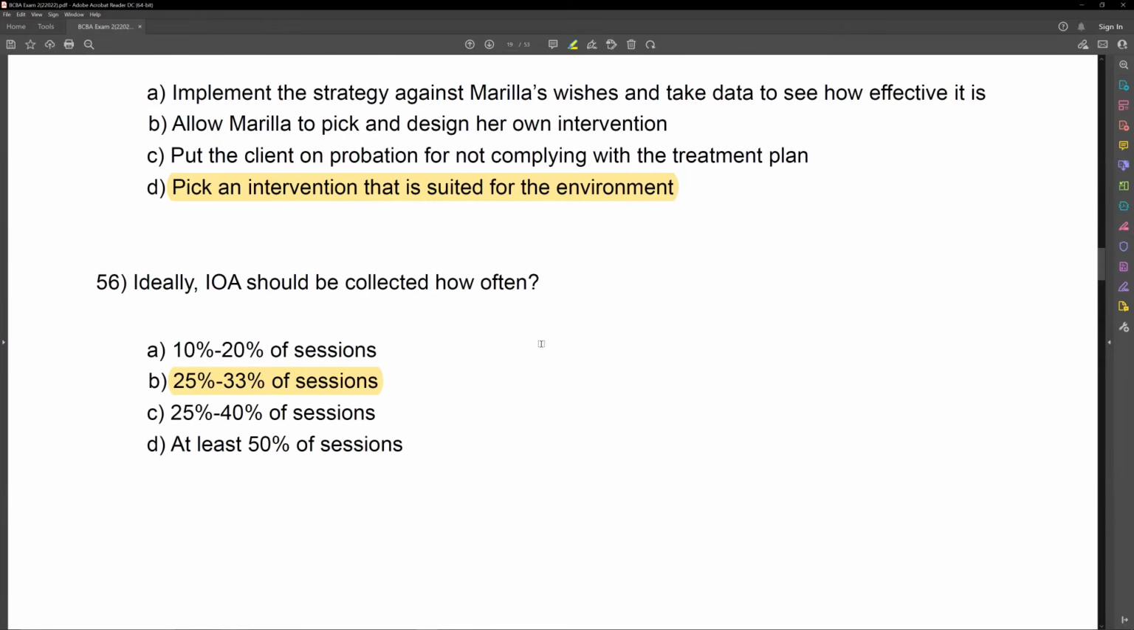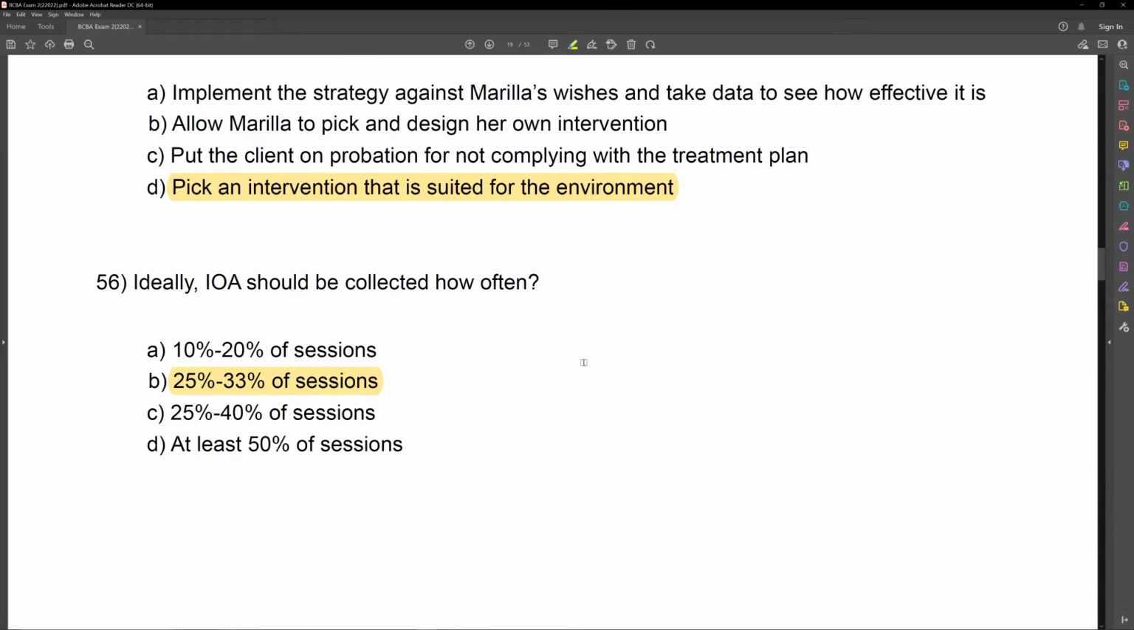Okay, enough to where it matters, enough to where you'll be able to really determine, okay, am I taking the right data? Is my measurement correct? Are we measuring the same thing? Is my data accurate? Is it reliable? Is it valid? That's really the main thing about IOA.